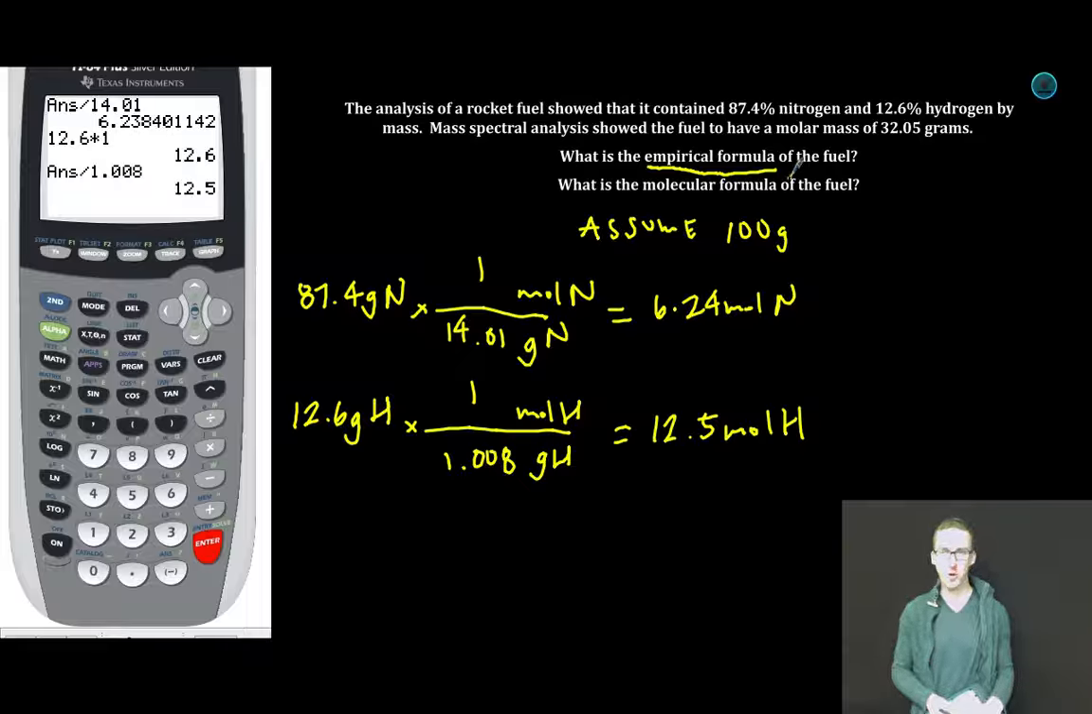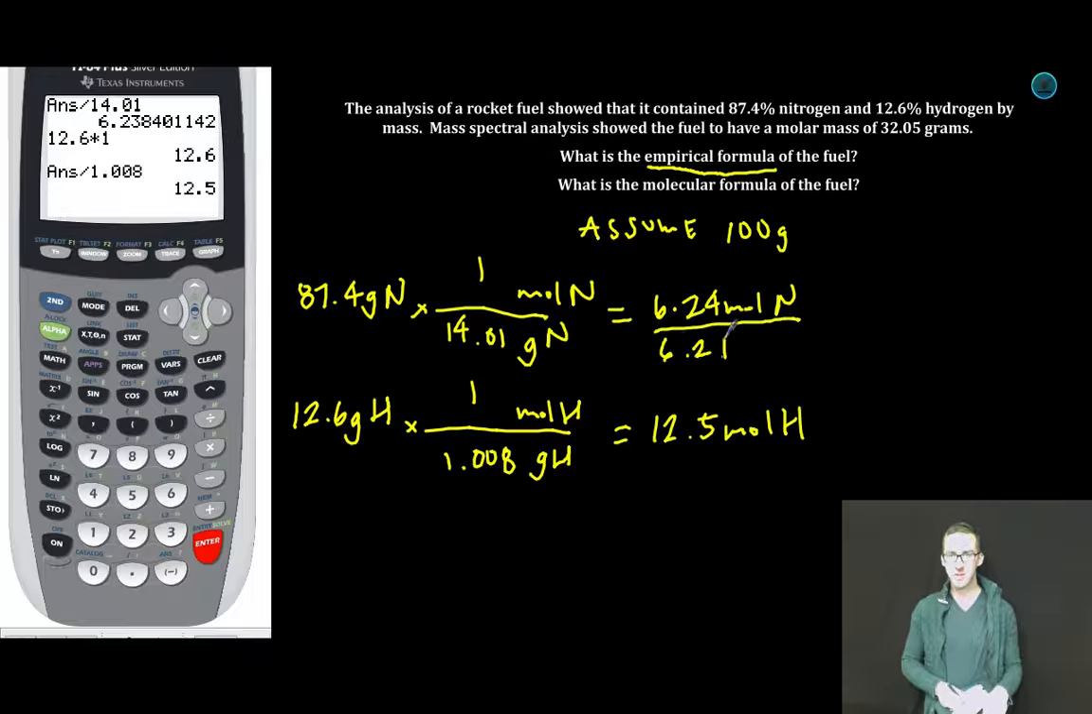Remember, it's a ratio or a comparison of our moles when we're trying to come up with the empirical formula. Easiest way to determine that ratio? Divide each of them by the smallest number of moles. In this case, 6.24. Easy enough here, that's equal to 1.